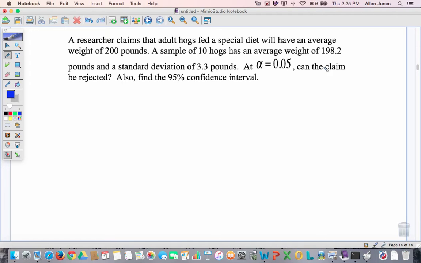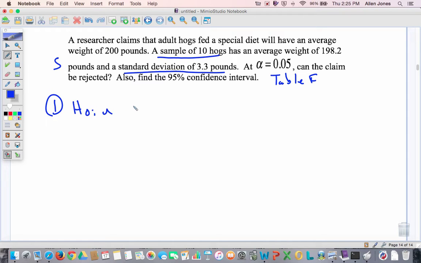We'll go one more time with that idea. Researcher claims that adult hogs fed a special diet will have an average weight of 200 pounds. A sample of 10 has an average weight of 198.2 pounds and a standard deviation of 3.3. So notice our sample of 10 has a standard deviation of 3.3. That's an s, so we're now using the t table because of that sample standard deviation. At alpha equals 0.05, can the claim be rejected? Find the 95% confidence interval.